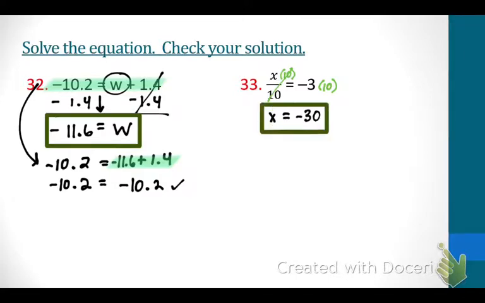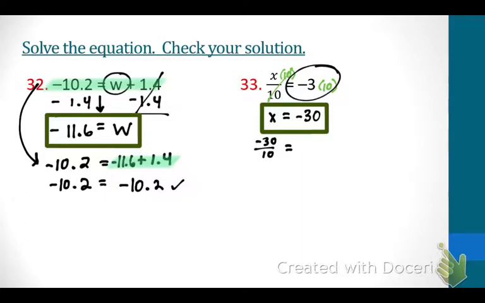How many of you would say you forgot to check this one also? Okay, let's just check it out together. Heather, how would I check that? Instead of x divided by 10, what will I write? Negative 30 divided by 10.